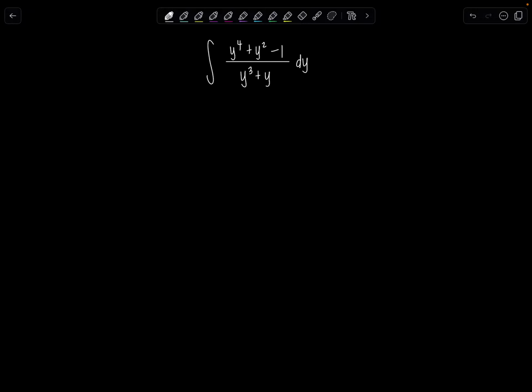All right, so anytime you have a rational function as your integrand, and the denominator is not of a higher degree than the numerator, you need to long divide.